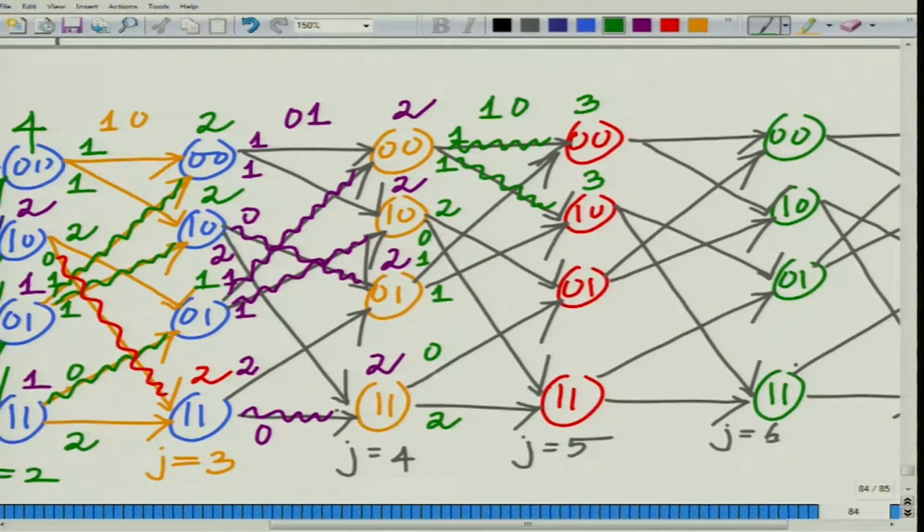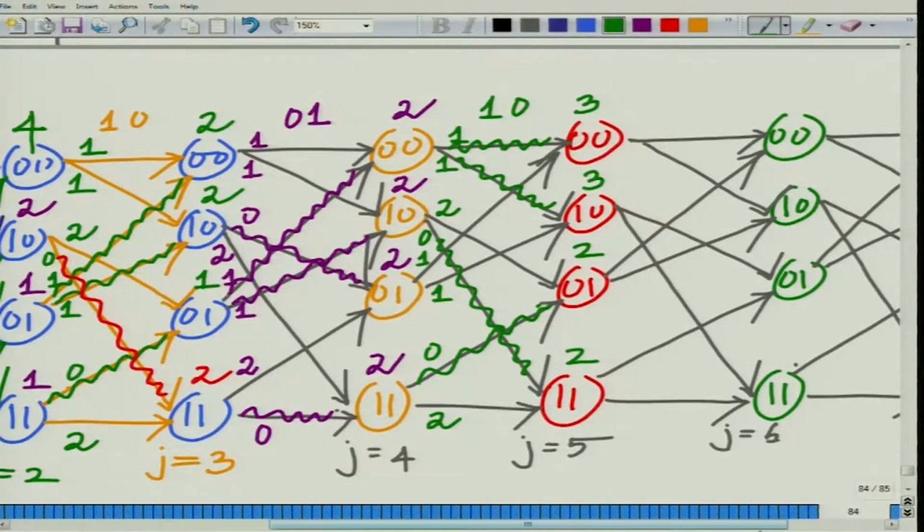To 0 1, I can come from 1 1, that is 2 plus 0, or 2 plus 0 2, or I can come from 1 0, that will be 2 plus 2, 4. So needless to say, it will be 2 plus 0, that is 2. To 1 1, I can come from 1 1, that is 2 plus 2, 4, or I can come from 1 0, that is 2 plus 0, 2. So needless to say, it will be 2.